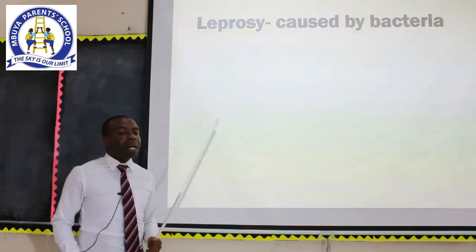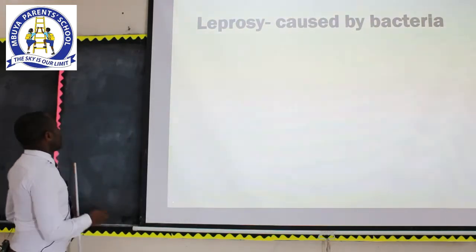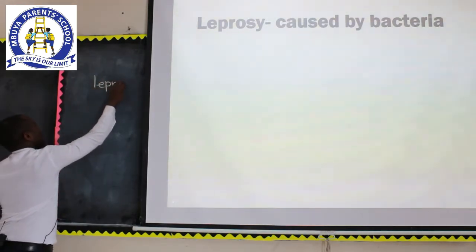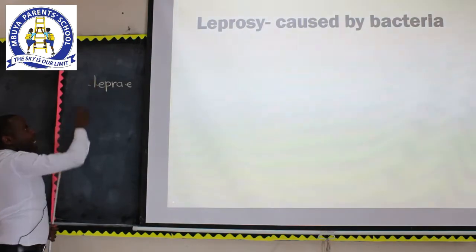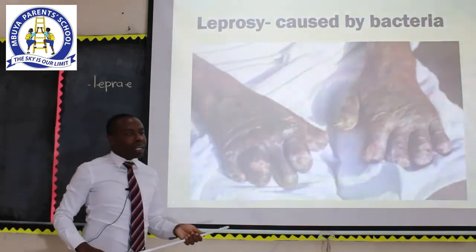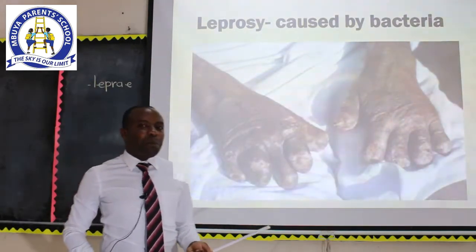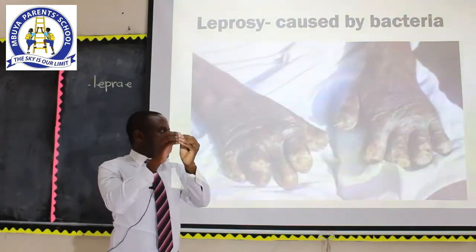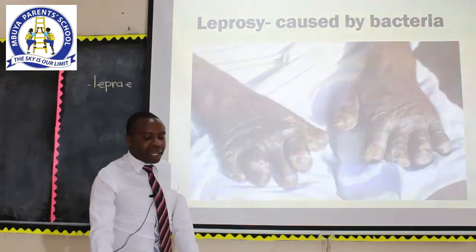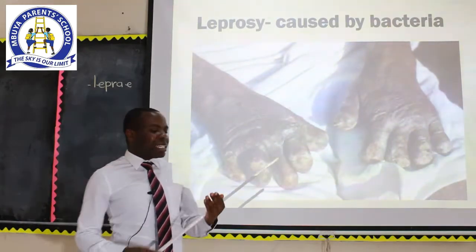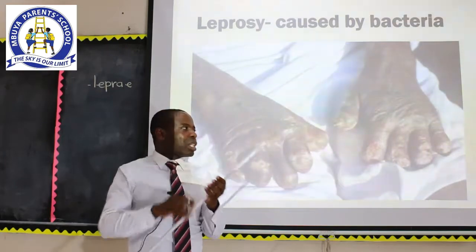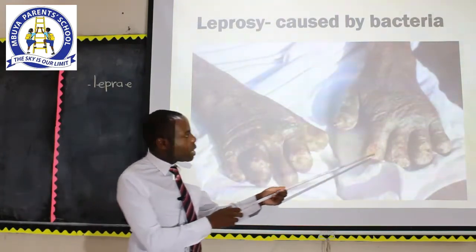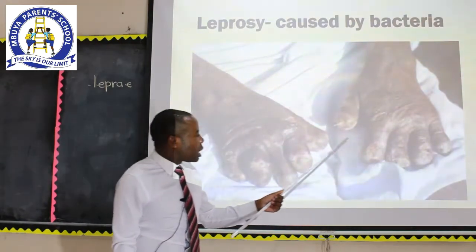Leprosy is caused by a bacterium known as Mycobacterium leprae. Now, this bacterium affects the human skin, and it majorly affects these parts and even the toes. And when you get it, it leads to loss of some parts of the toes and the fingers. When you check here on this diagram, this person was suffering from leprosy.